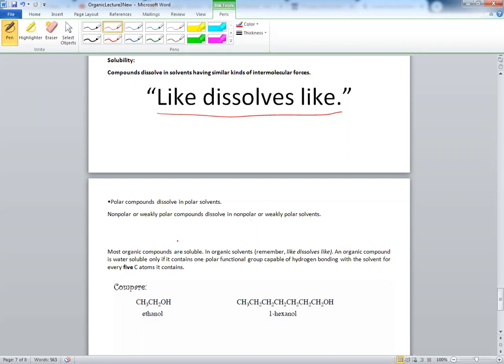So a really, really famous example of this, you all know, is that oil and water do not mix. You have oil and you have water. The reason why they don't mix is because oil is made up of nonpolar molecules, and water is a polar molecule, or it's all polar molecules. So that's why they do not mix. They do not dissolve.